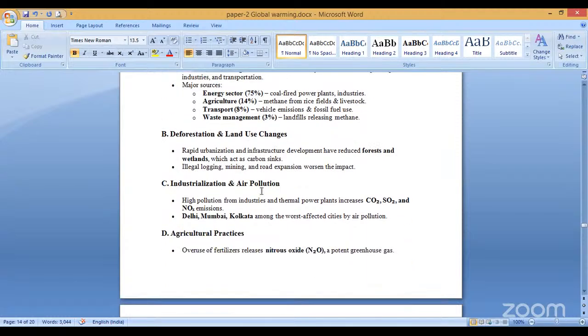Industrialization and air pollution. High pollution from industries and thermal power plants increases carbon emissions, sulfur emissions, and nitrogen emissions. Delhi, Mumbai, and Calcutta are among the worst affected cities by air pollution.